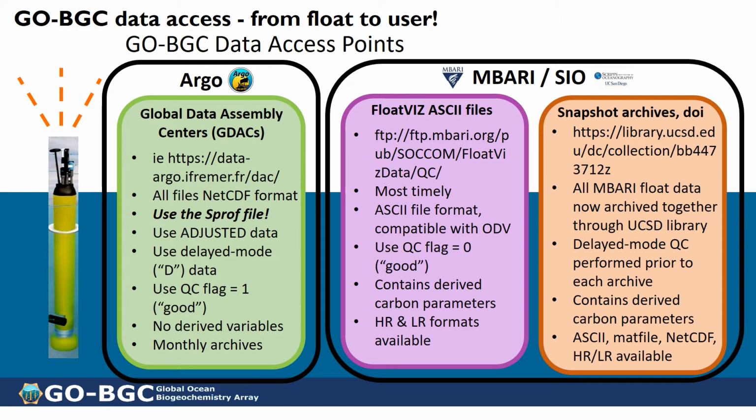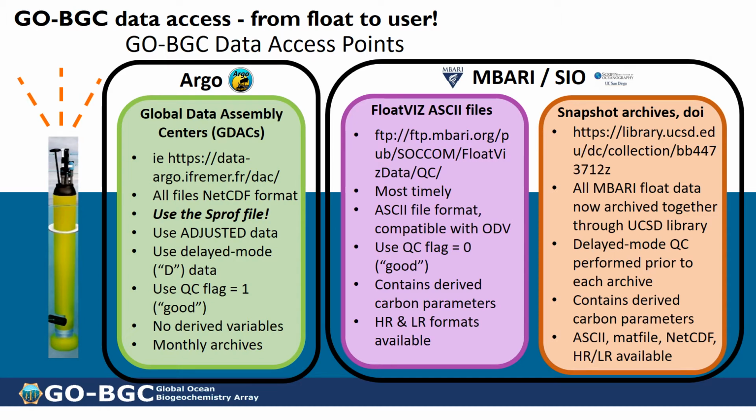The GO-BGC team offers some additional data access options to users outside of the Argo system, and this includes our most timely option, which is the FloatViz ODV compatible ASCII file format, available on MBARI FTP. These files follow ODV quality flagging scheme, which differs from Argo, so you'll want to be looking for a flag of 0 for good data within this system. And these files have the added benefit of including derived carbon parameters directly in the files. And this goes for all floats produced by MBARI.